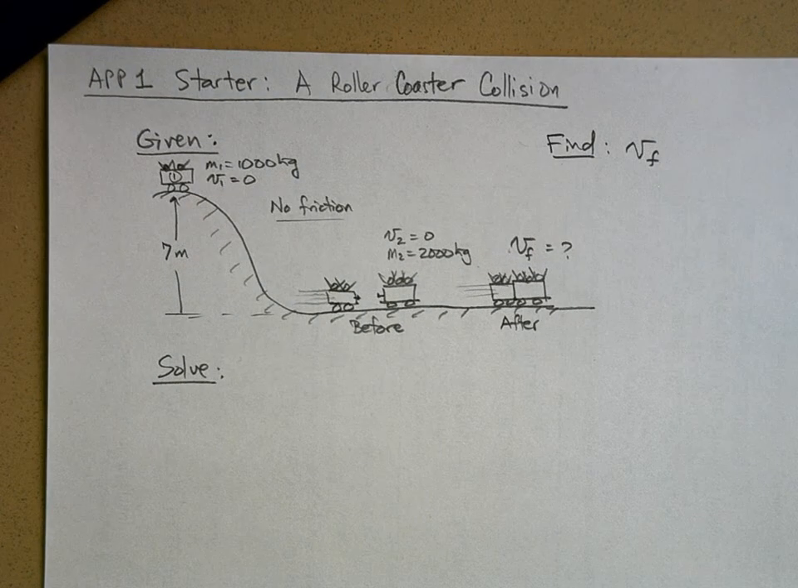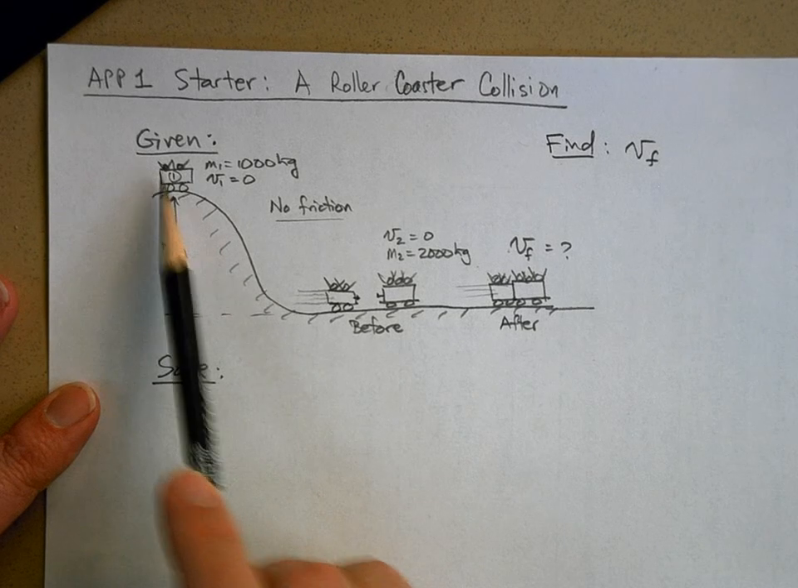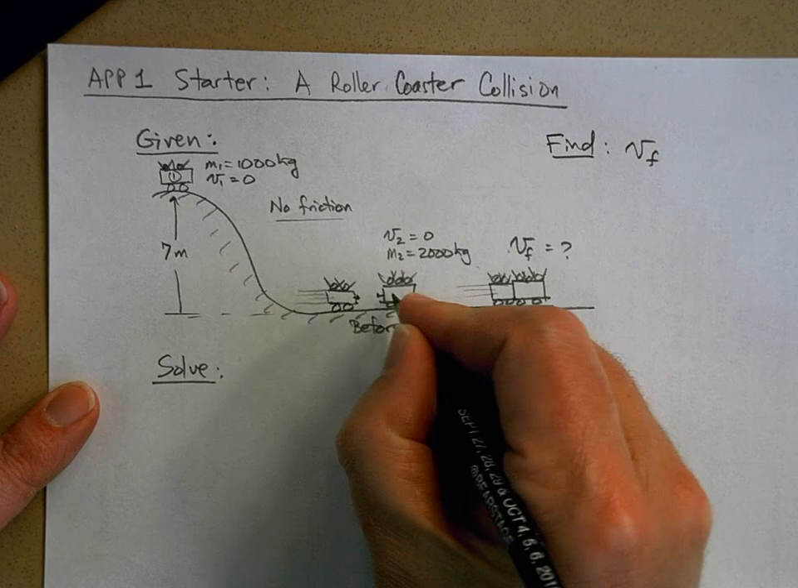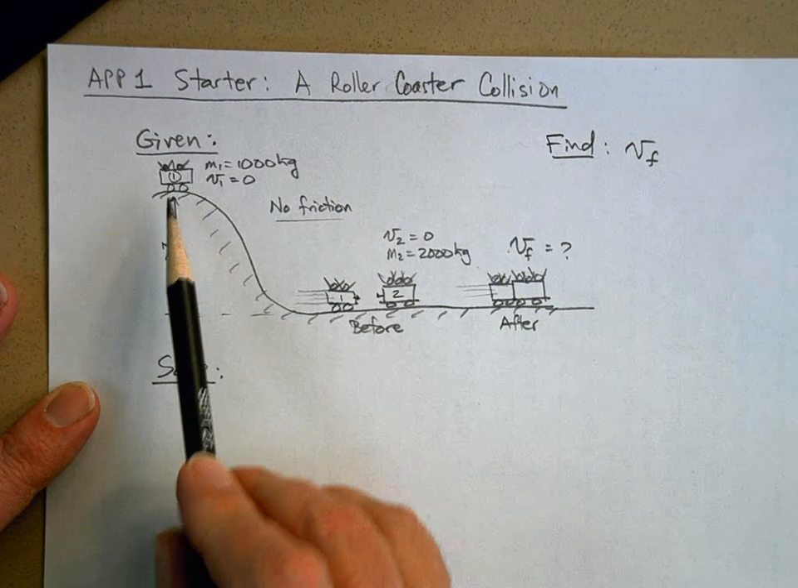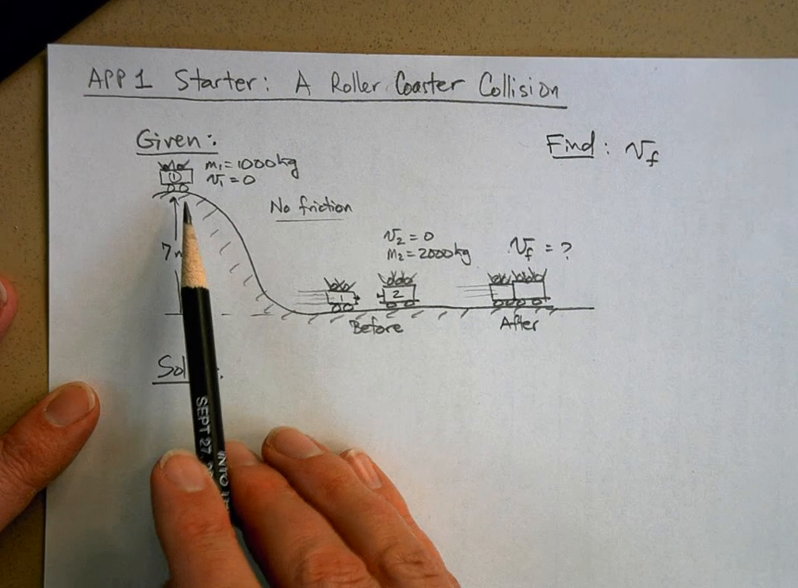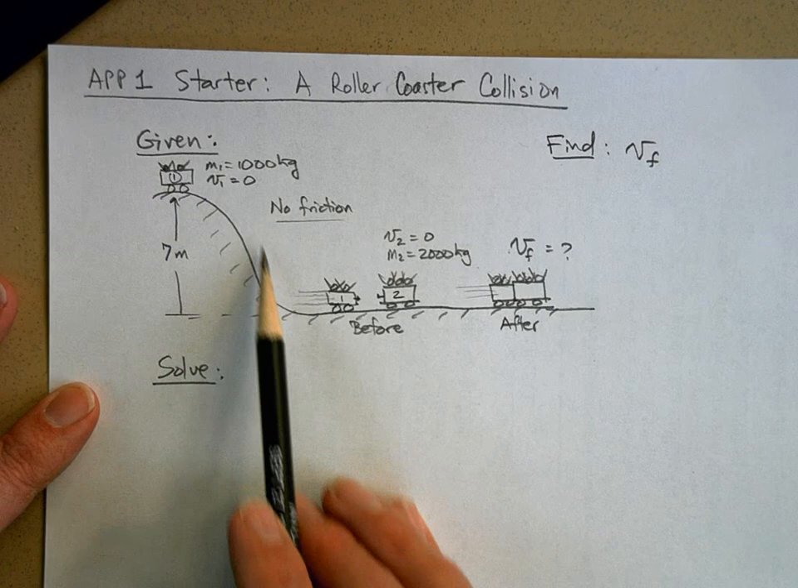Okay, we've got a roller coaster here, and here's roller coaster 1, and this is going to be 2 right here. So here's roller coaster 1. It's going to start at rest at the top of this hill right here. Gets a little tiny nudge, and then it comes down.